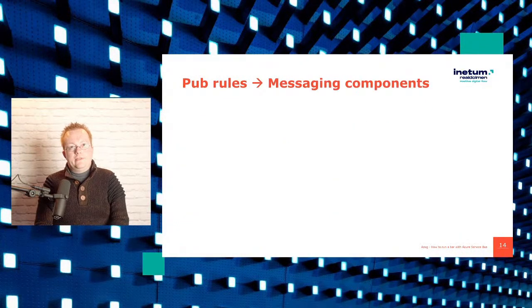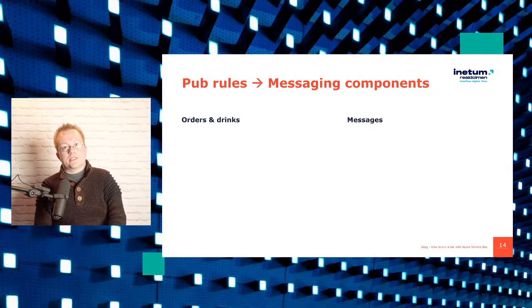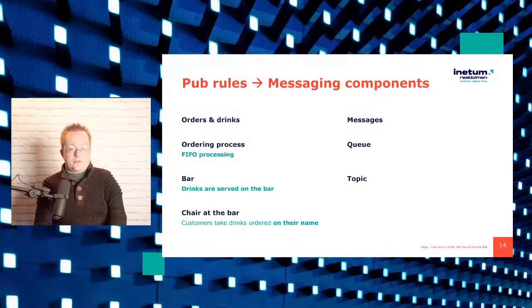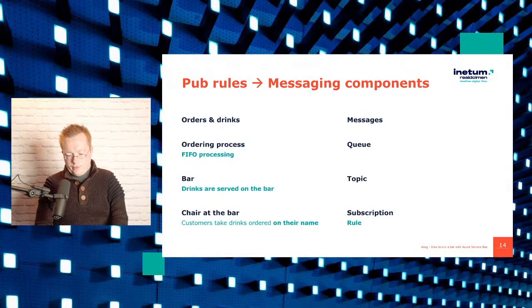If you take these items and translate those to the messaging components of the Service Bus, then you can see the orders and drinks as messages. Then you can see the ordering process, which is actually a FIFO process, as a queue. You can see the bar where the drinks are served on as a topic, and you can see the chair at the bar where your consumer is sitting as a subscription, and the drinks with their name on is actually a rule that is applied on that subscription.